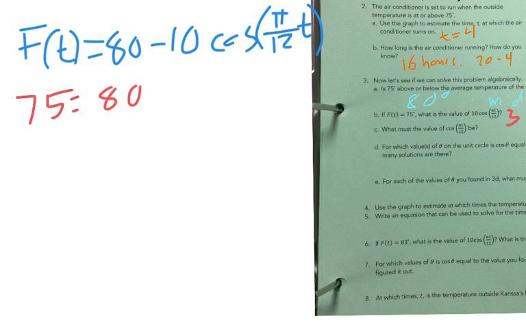So, if the whole thing has to be 5, then what does cosine of pi over 12t have to be? If I know this whole thing has to be 5, it's negative 10 times something. Negative 10 times what gives me negative 5? A half. The whole thing has to be 5, which means this portion has to be 1/2, because 1/2 times 10 would give me 5.